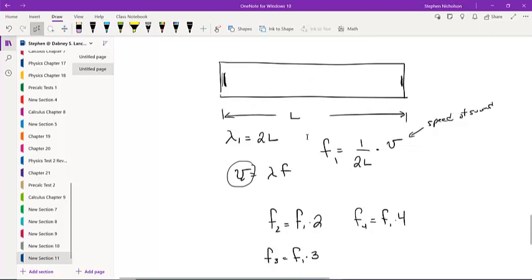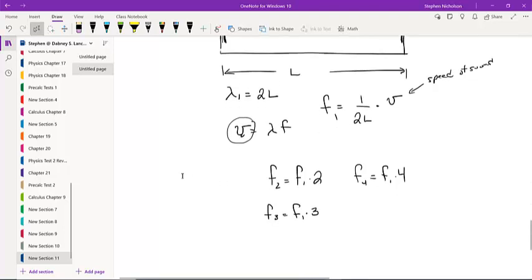So most likely I'd give you the length of the tube. I might give you the temperature so you calculate the velocity, and then you have to calculate the fundamental frequency. Or I could give you the frequency and ask you how long the tube needs to be. So that is it.